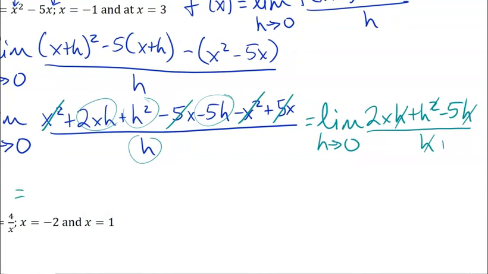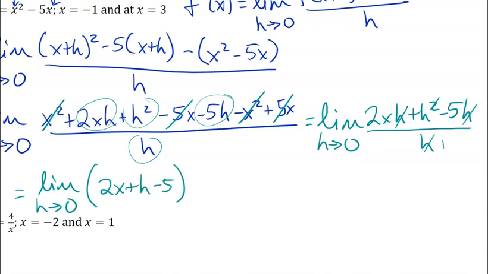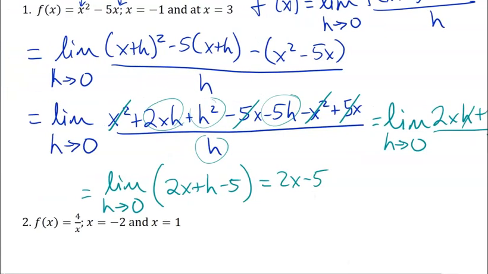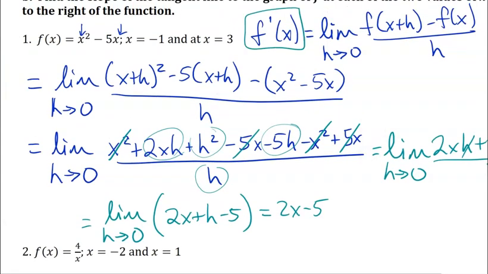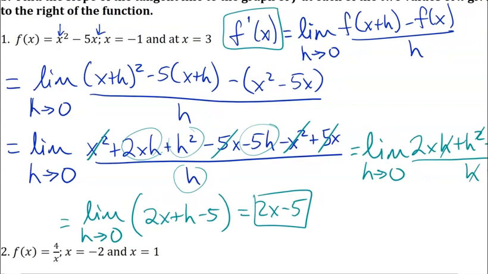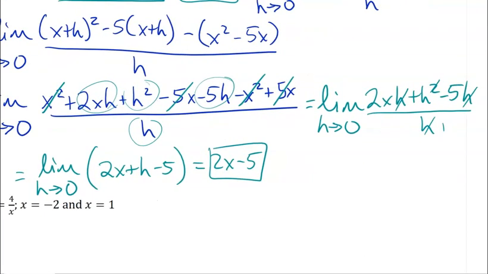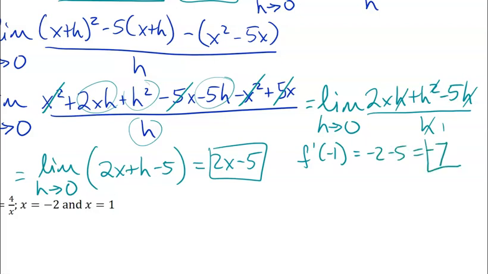So then this becomes the limit as h approaches 0, and I have 2x plus h minus 5 left over. If h is 0, if I use direct substitution now, I get 2x minus 5. Okay, so this is my derivative. F prime of x, the function, is equal to 2x minus 5. Now, if I want to find the derivative at these 2 points, x equals negative 1 and 3, I just need to plug them into there. So f prime of negative 1 is 2 times negative 1 minus 5, which is negative 7. And then f prime of 3 is 2 times 3, so 6 minus 5, which is 1.